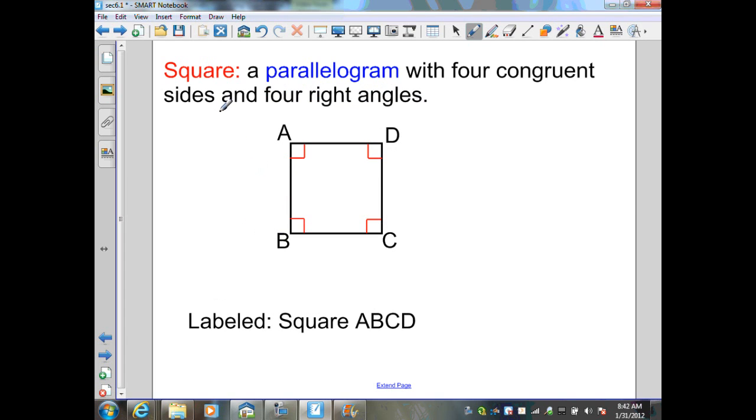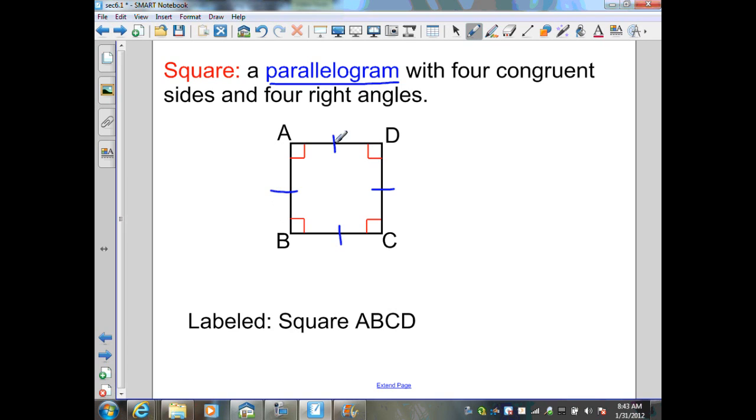The last special parallelogram is a square. A square, again, still is a parallelogram, has the properties of a parallelogram with four congruent sides and four right angles. So I have AB being parallel to DC, but those segments are also congruent. AD and BC are parallel, but these segments are also congruent to the other two segments. And all four angles are congruent. It contains all the properties of a rectangle and a rhombus.